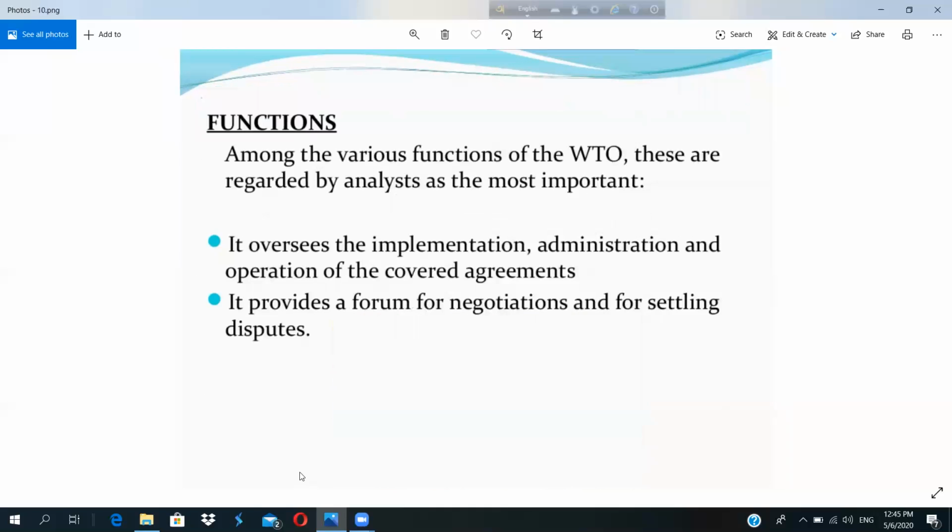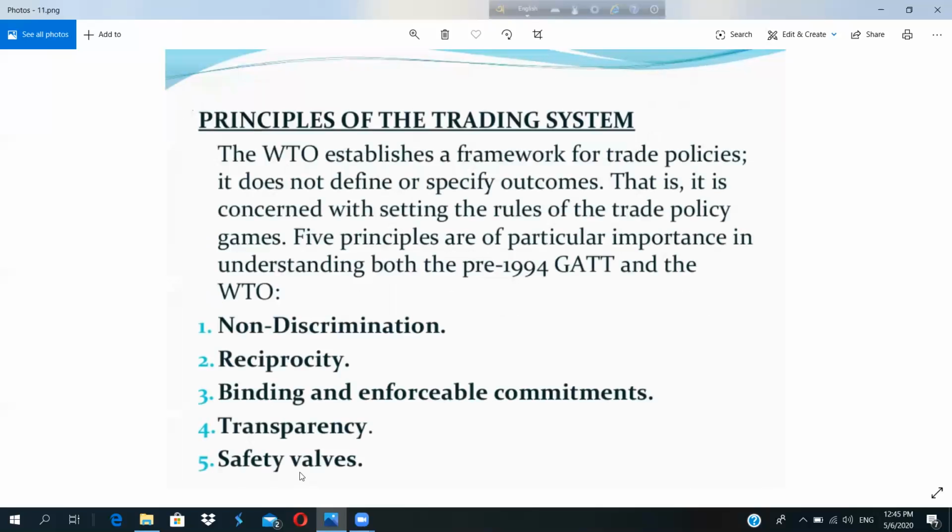The functions. Among the various functions of the WTO, these are regarded by analysts as the most important. The first one: it oversees the implementation, administration, and operation of the covered agreements. It provides a forum for negotiation and for settling disputes. So when a dispute regarding international trade arises, the WTO calls a forum or meeting to settle the disputes among the member countries.